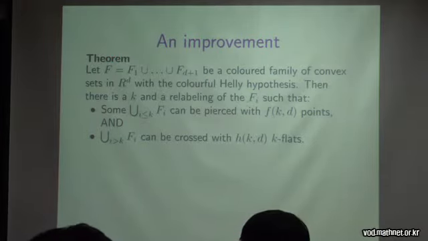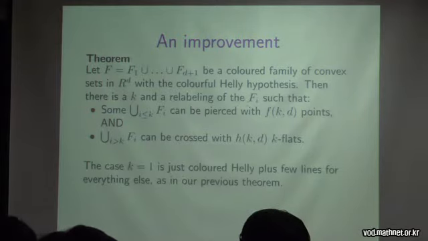And here the "and" is important. Before it was an "or", here it's an "and". The rest of the elements can be crossed with a small number of k-dimensional flats. I know this is a bit hard to grasp at the first reading, so let's see what happens when you get k equal to 1.